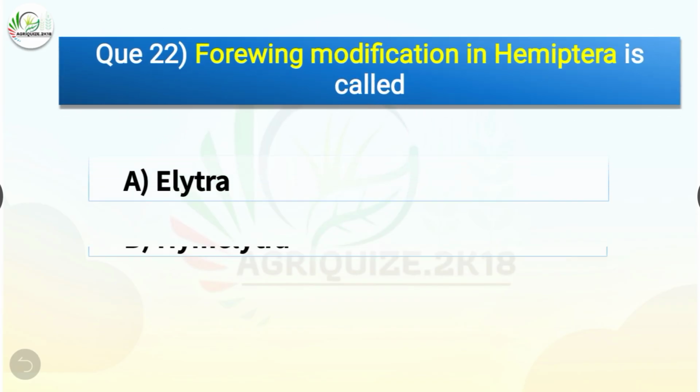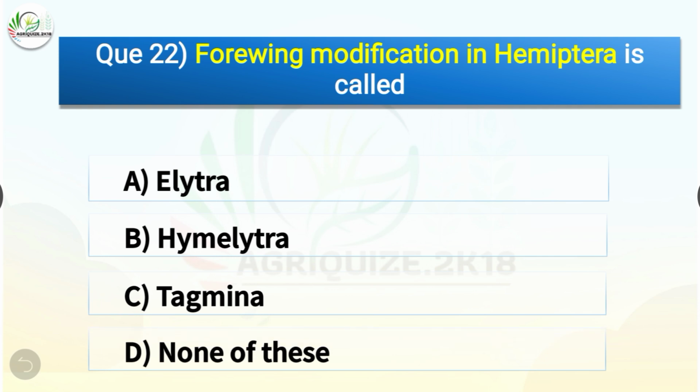Question number 22. Fore-wing modification in Hemiptera is called. The options are elytra, hemielytra, tagmina or none of these. The correct answer is option B, hemielytra. So fore-wing modification in Hemiptera is called hemielytra, whereas the forewings of beetles and weevils are called elytra.